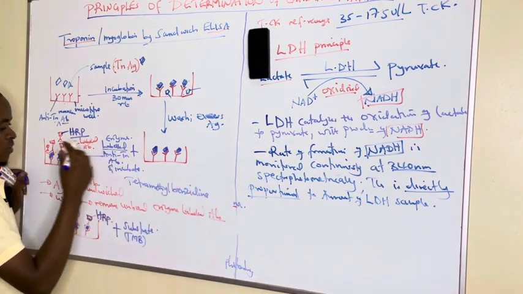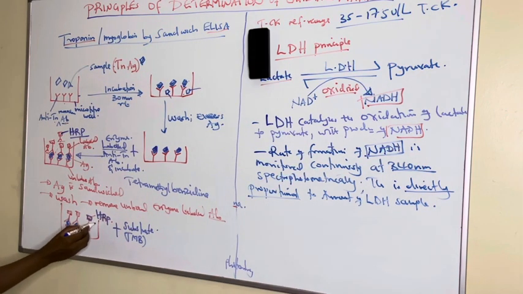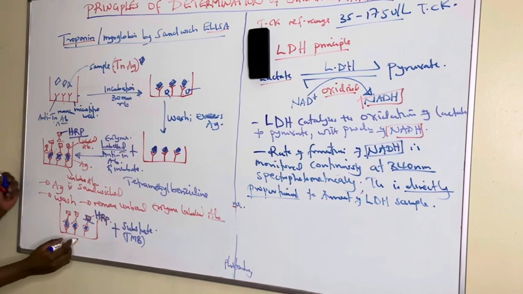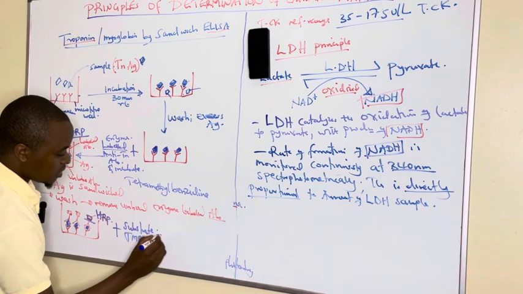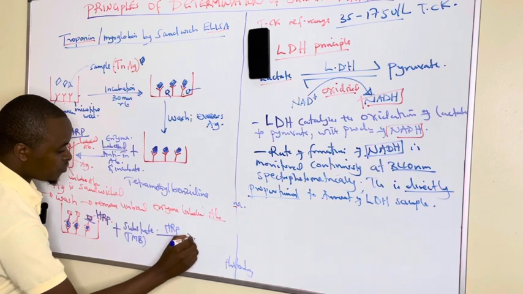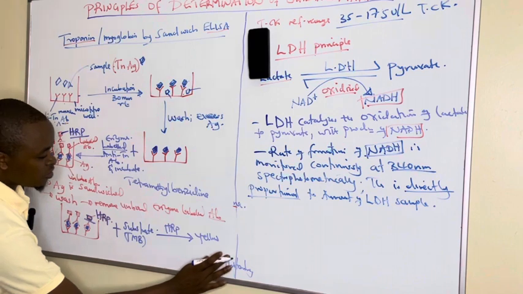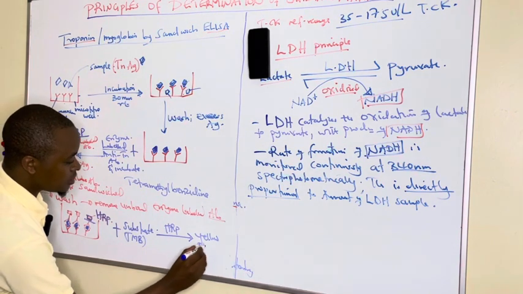Tetramethylbenzene is the substrate. Why are we adding a substrate? It is so that this enzyme can catalyze the formation of a product. The enzyme HRP catalyzes this substrate to form a yellow colored product.